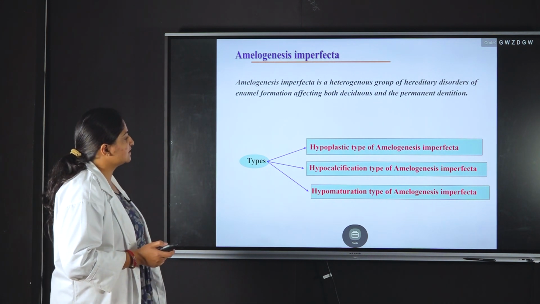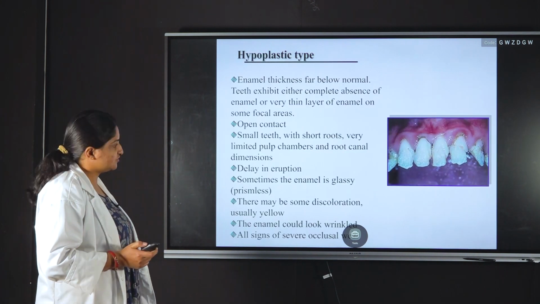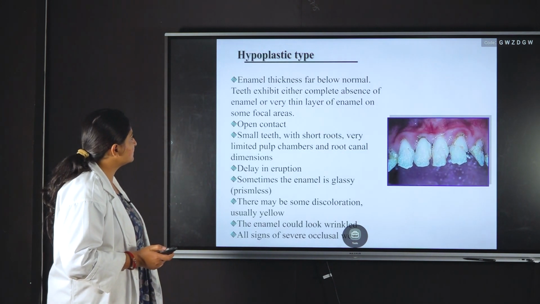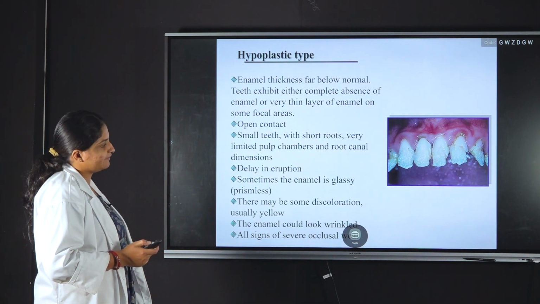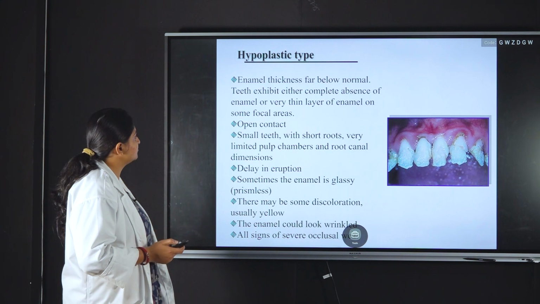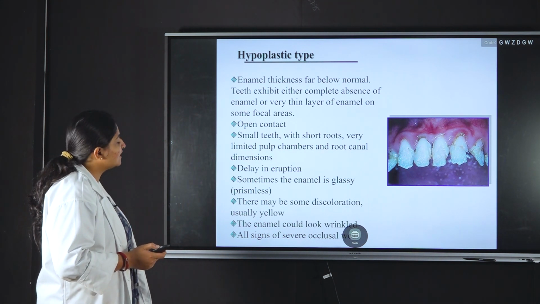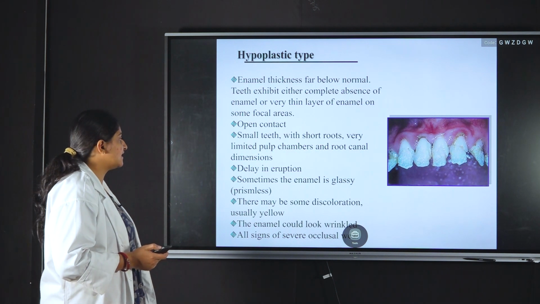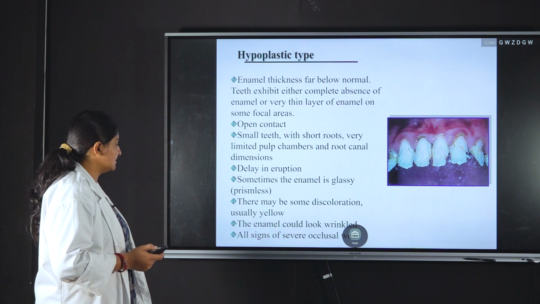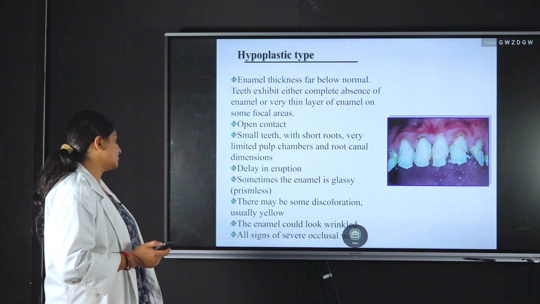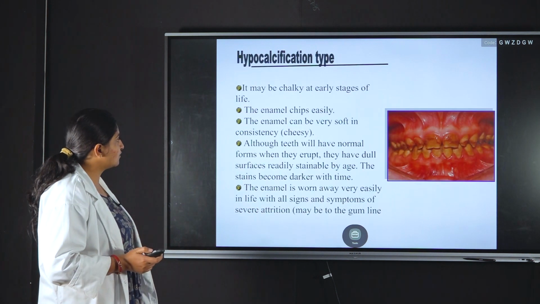Coming to the types, these are hypoplastic, hypocalcification and hypomaturation types. Hypoplastic type has enamel thickness far below normal. As you can see, there is mottling of enamel at the incisal edges, open contacts, small teeth with shorter roots, very limited pulp chambers and root canal dimensions, and delay in eruption. Sometimes the enamel is glassy. There may be some discoloration, usually yellow. The enamel could look wrinkled, with signs of severe occlusal wear.